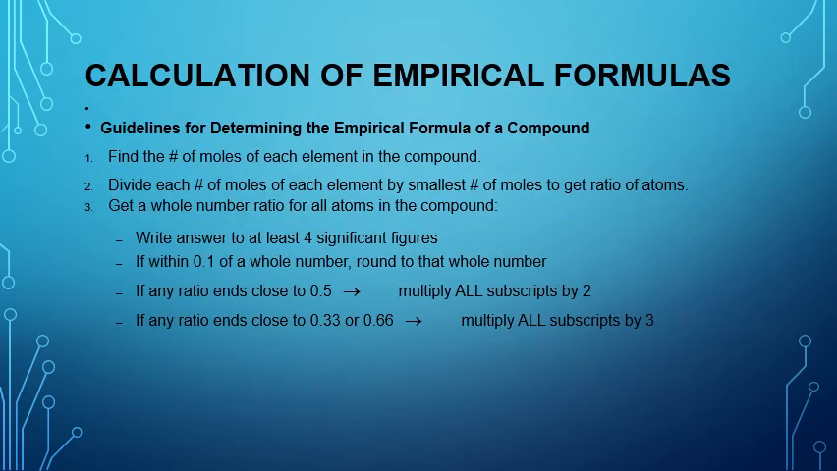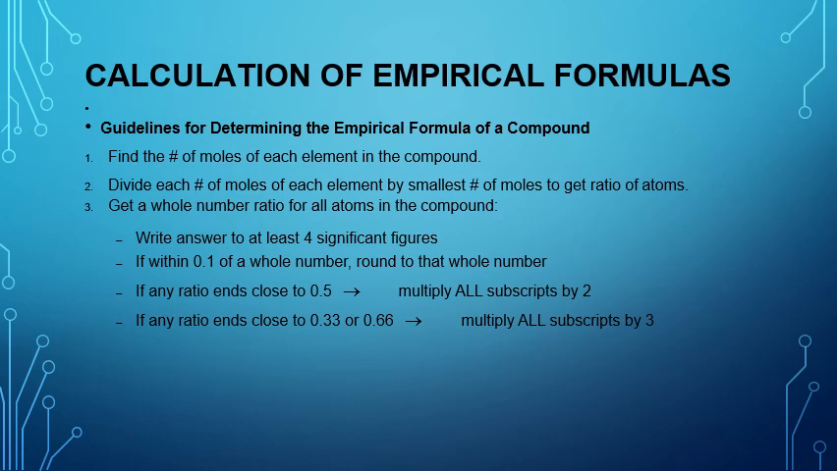So the first thing that we need to do when we're trying to determine the empirical formula is we need to look at the lab data and find the number of moles of each element that are found in the compound. Once we have figured out our number of moles, we want to get a mole ratio, because if you remember, no matter what the substance is, I would be simply multiplying by 6.02 times 10 to the 23rd to get it into atoms.